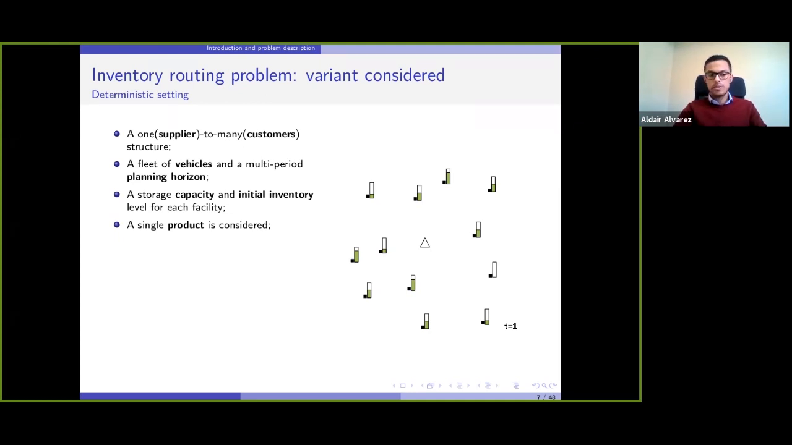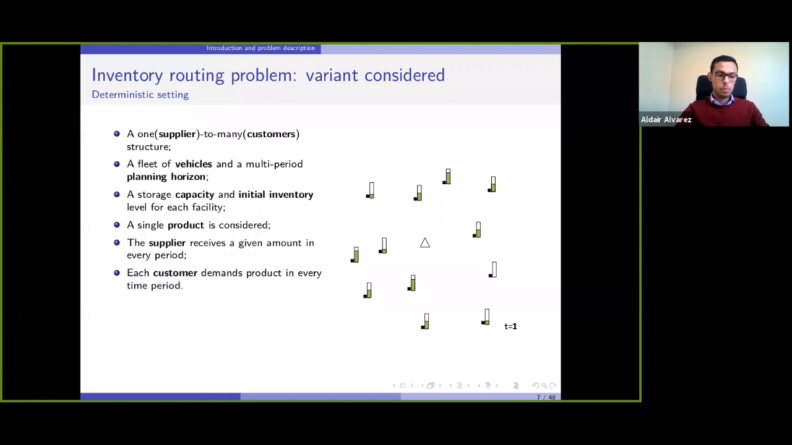We are working under the consideration that we have a single product. Again, this is the basic variant. In each time period, in the deterministic variant, the supplier receives a certain amount of product that it then uses to satisfy the demands of the customers or to keep in inventory for deliveries in the next time periods. Also, each customer has a demand in every single time period.